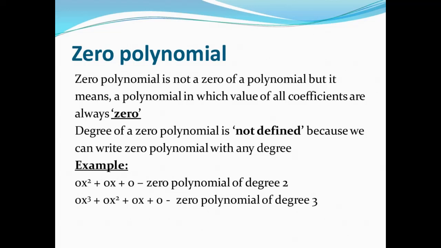Next example is of cubic polynomial, but again we can see that value of a, b, c and d are 0. Again it forms a zero polynomial. That's why degree of a zero polynomial is not defined, because we can write zero polynomial with any degree.